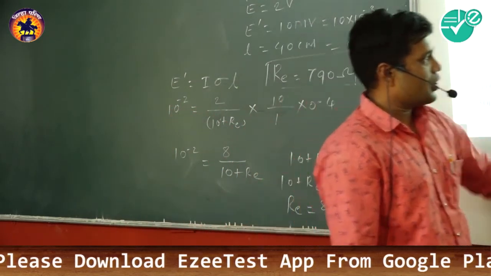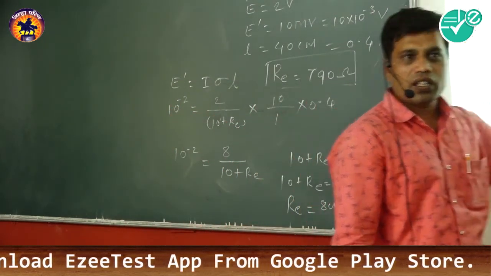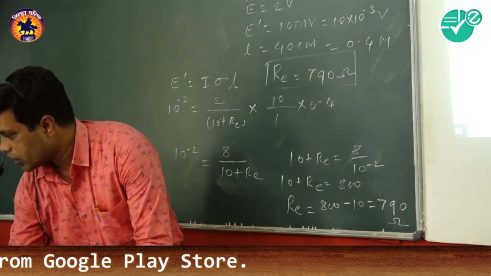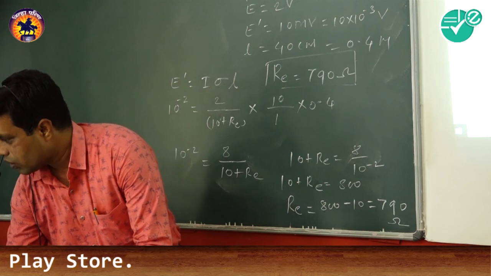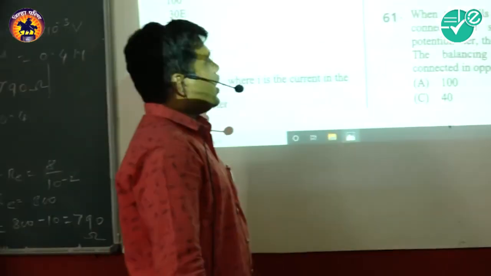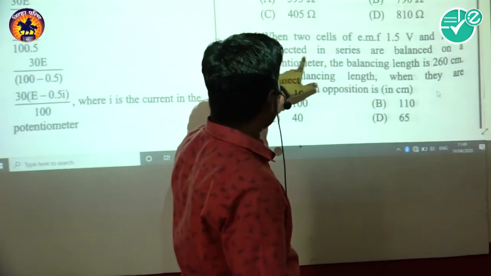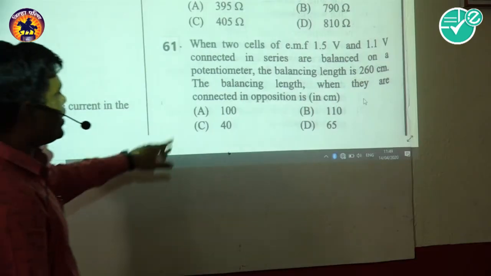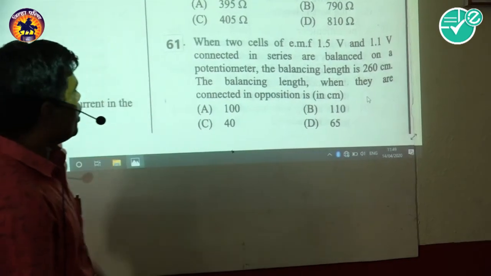So the last problem that I will take in my session is problem number 61. Very simple problem. What is asked in this problem? Problem 61: when two cells of EMF 1.5 volt and 1.1 volt are connected in series and balanced on a potentiometer, the balancing length is 260 centimeter.